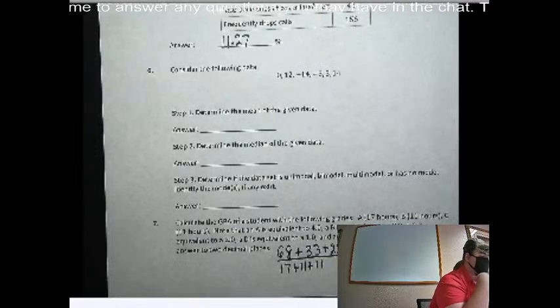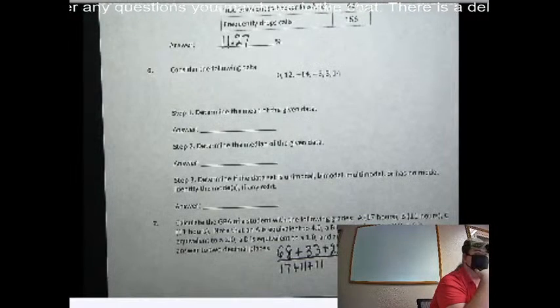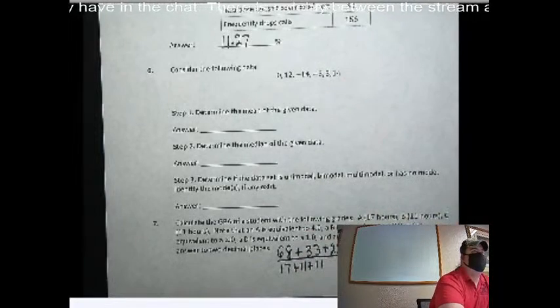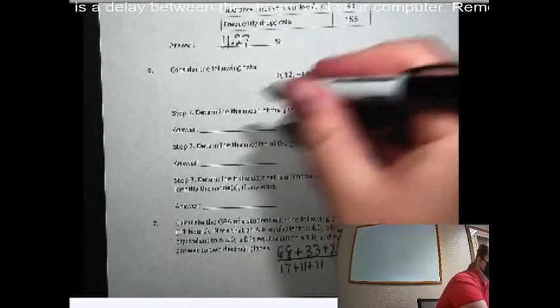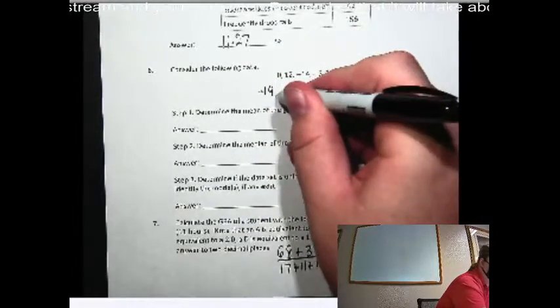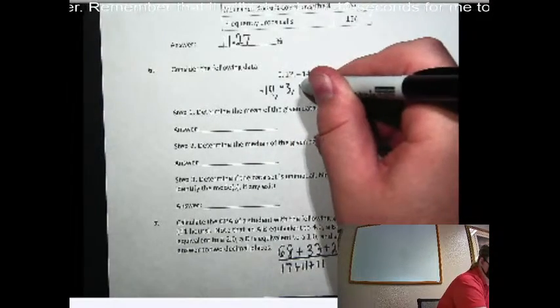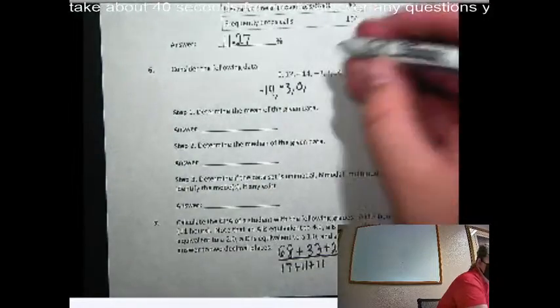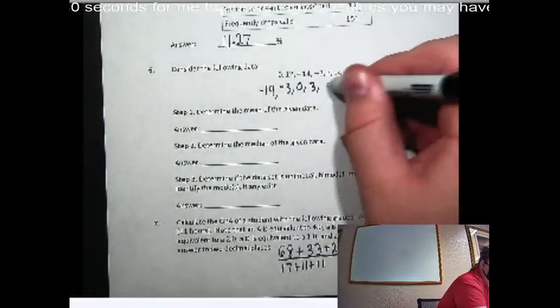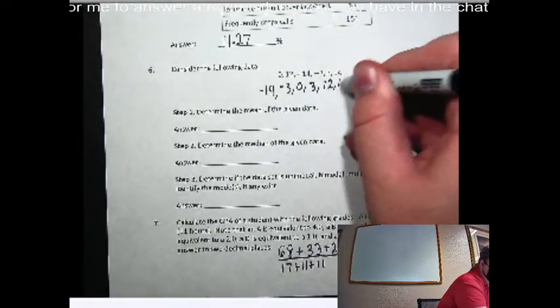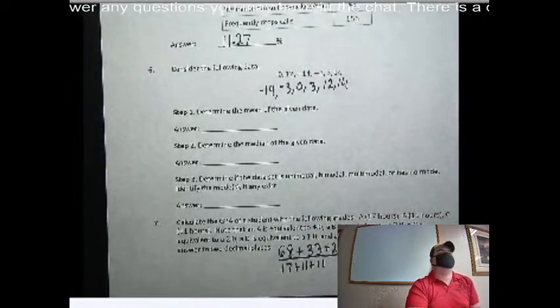Next, consider the following data. It gives us a set of data here. Determine the mean, the median, and the mode if there is a mode. Okay, so we need to order this data from least to greatest first. So we've got negative 14, negative 3, excuse me, 0. Let's see, then we have 3, 12, and 14.